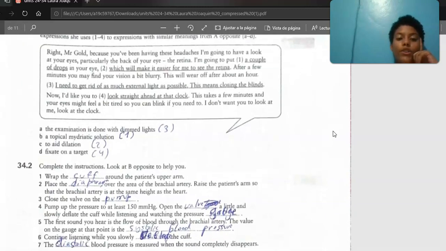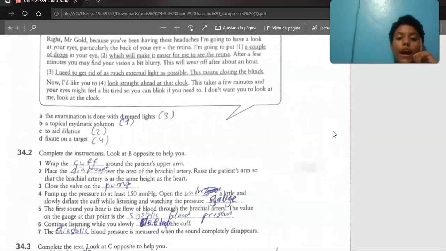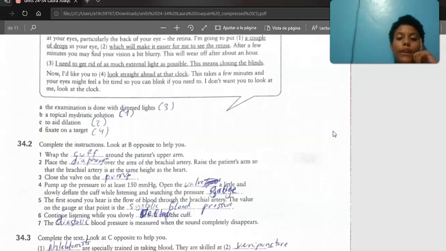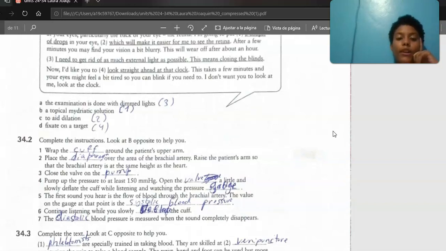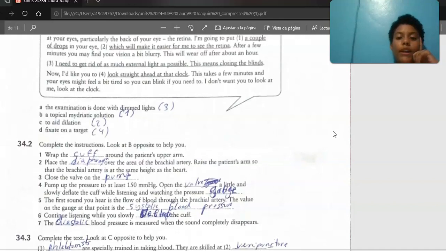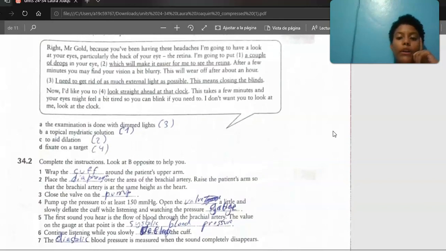Right, Mr. Gould, because you've been having these headaches, I'm going to have a look at your eyes, particularly the back of your eye, the retina. I'm going to put a couple of drops in your eye, which will make it easier for me to see the retina. After a few minutes, you may find your vision is blurry. This will wear off after about an hour.